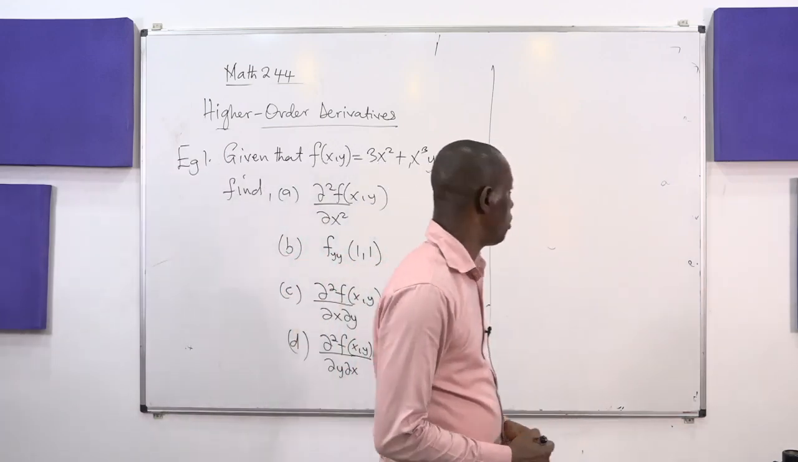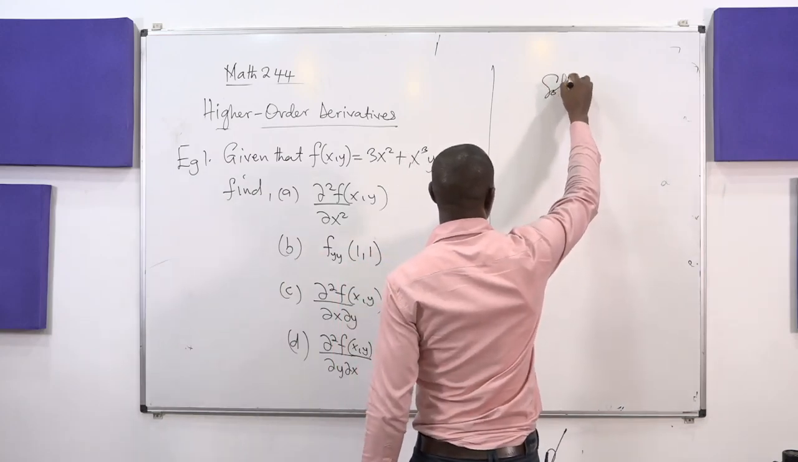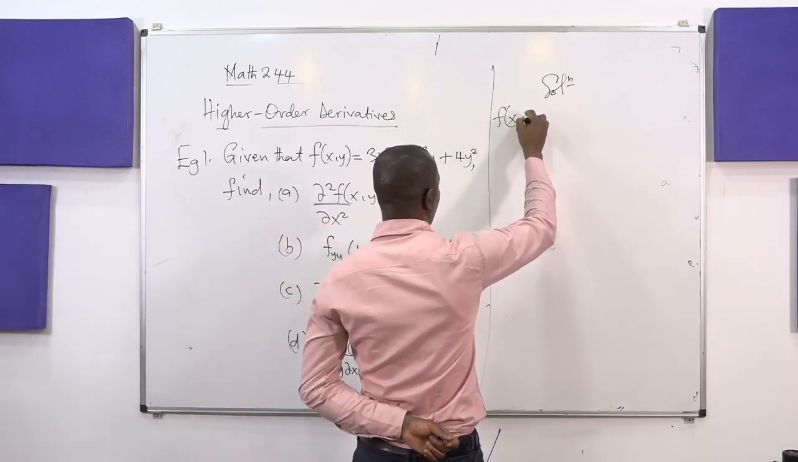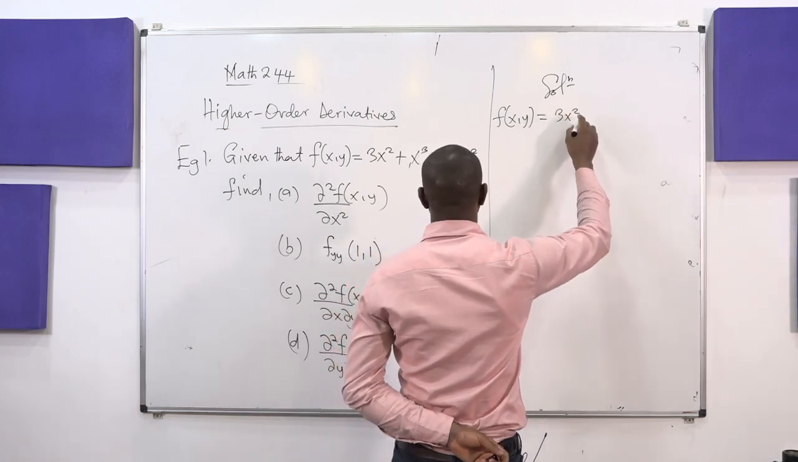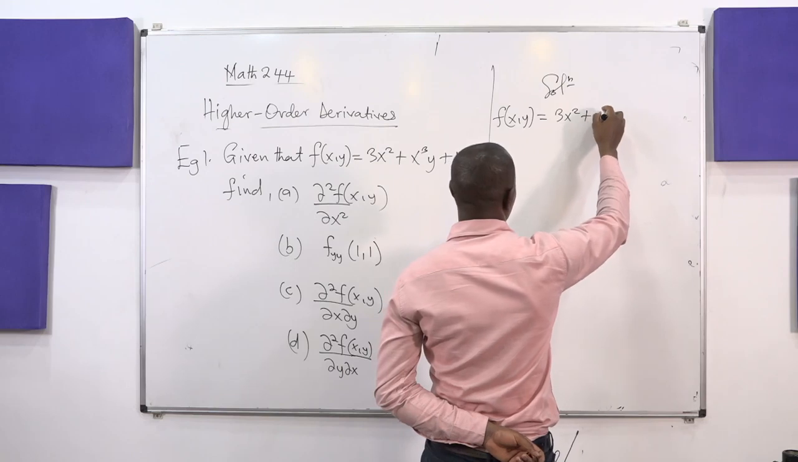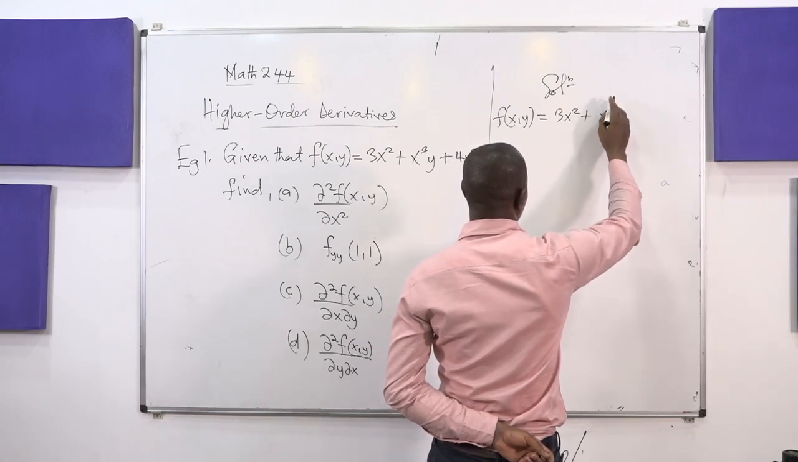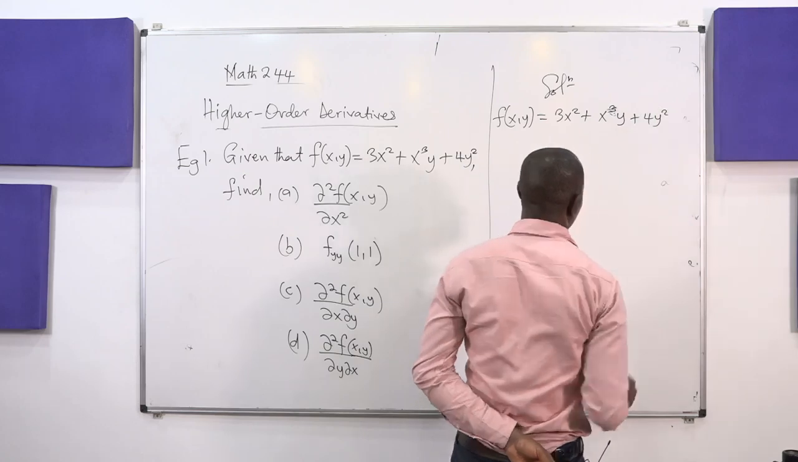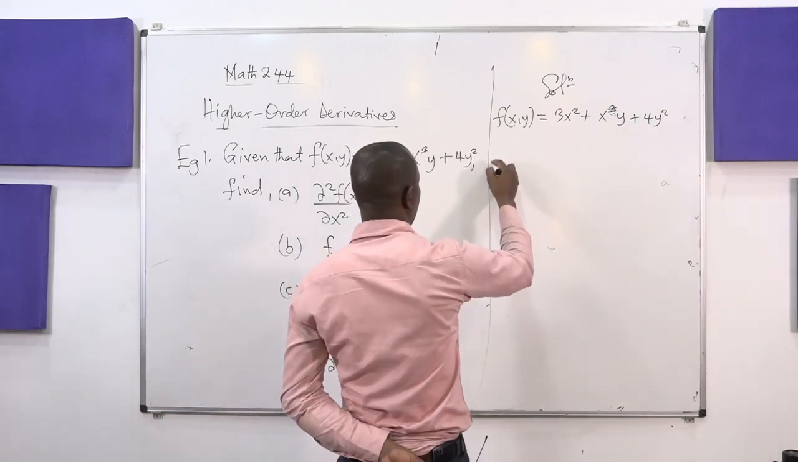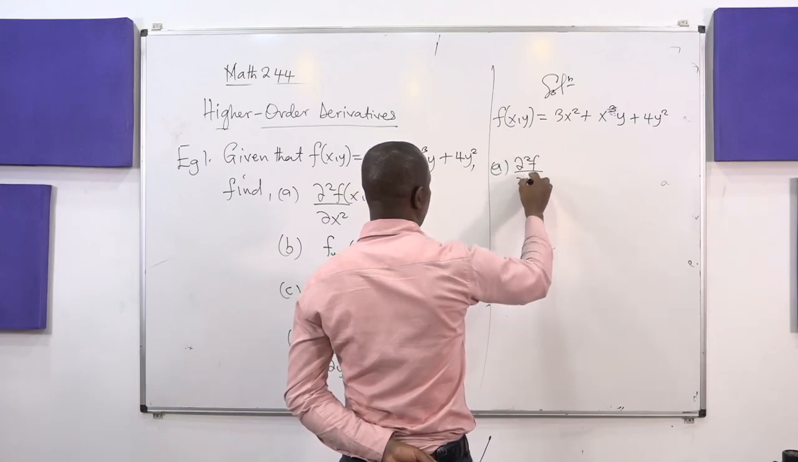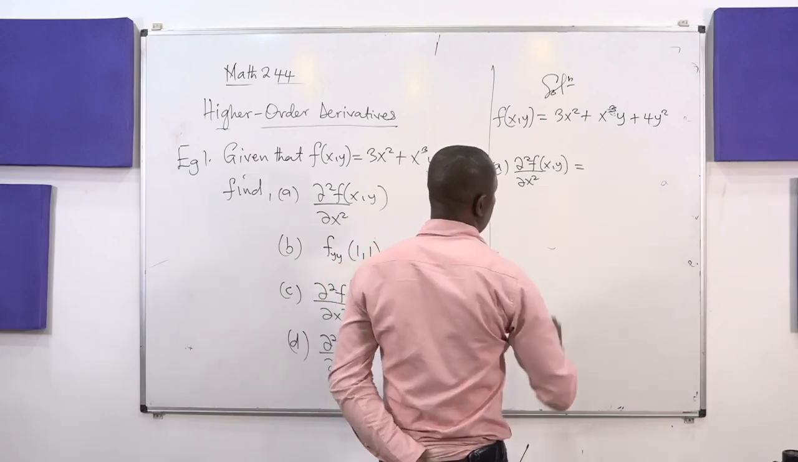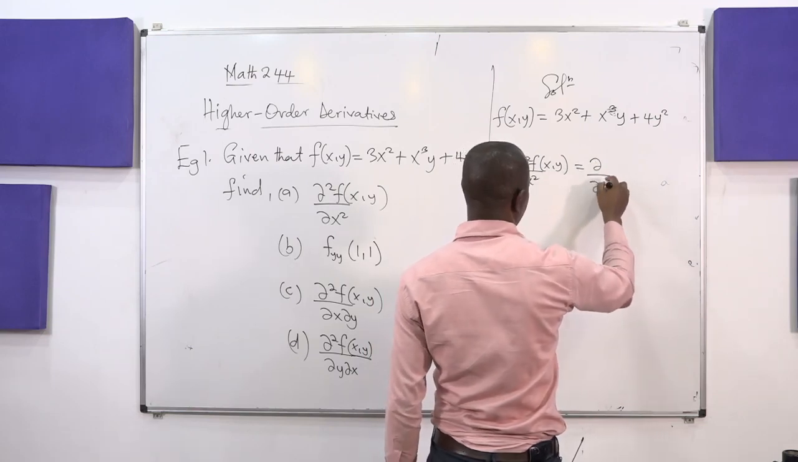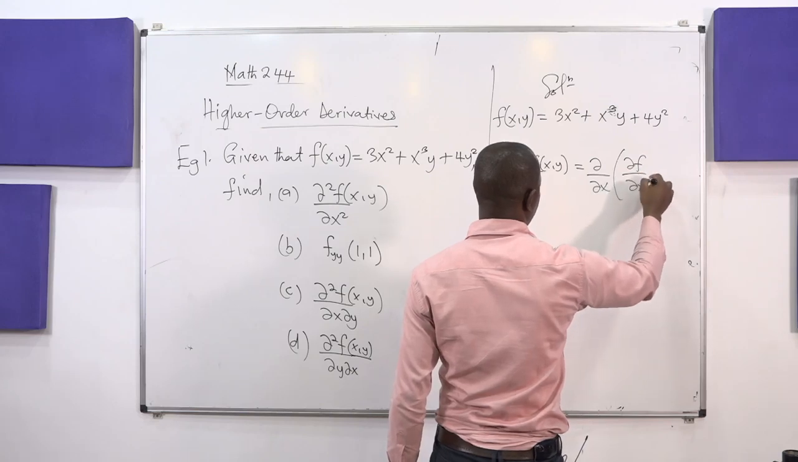So here, now look here, this is an exercise. We're given a function f of x, y equals cos 3x squared plus x cubed y plus 4y squared. (a) Find partial squared f over partial x squared, partial x partial y. So this is the same as del squared, the first one, x, into the partial f over partial x, y.